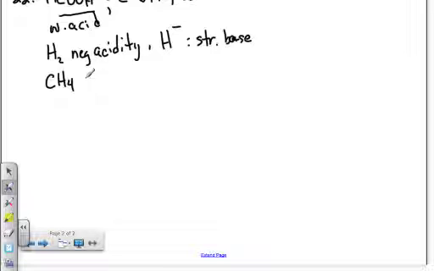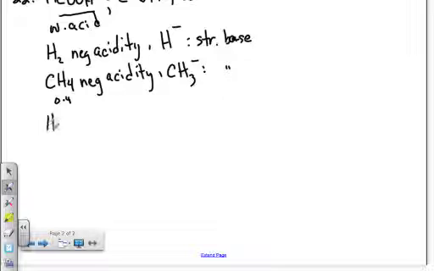Hydrogen is not attached to anything. The difference in electronegativity between carbon and hydrogen is 0.4, so not very much polarity there. So we're going to call it negligible acidity. But again, if I could take a hydrogen away, I would be left with CH3-, and like the one before it, that would be a pretty strong base.